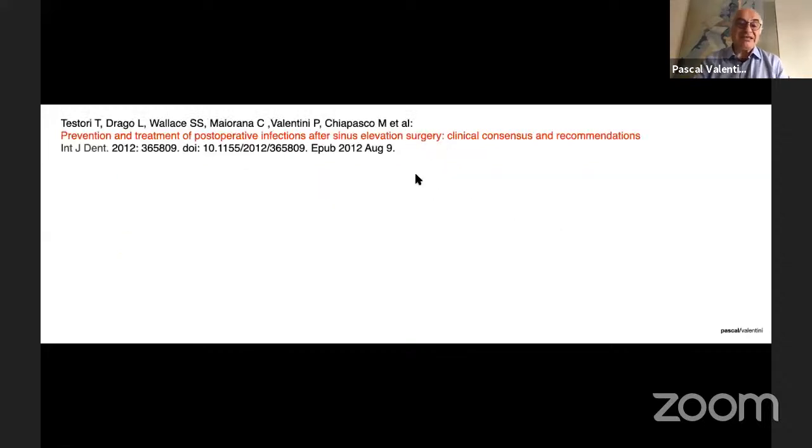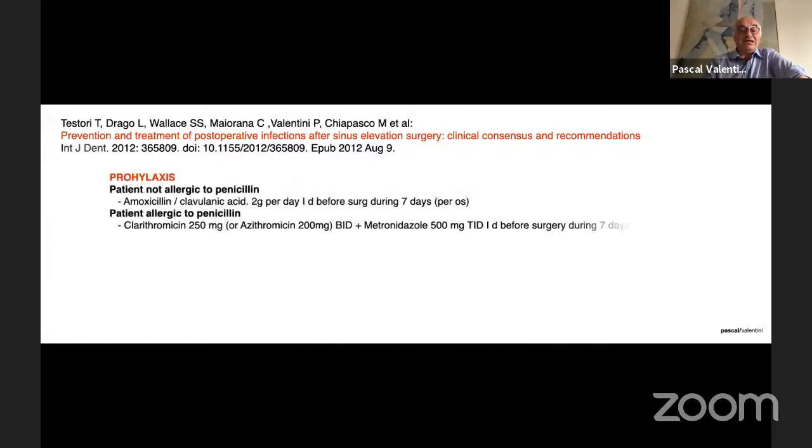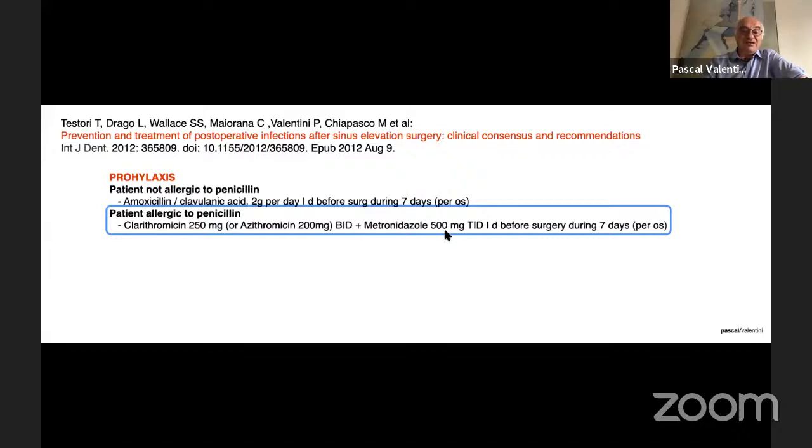A few years ago, I had the opportunity to participate in a consensus conference discussing the treatment of postoperative infection of sinus surgery. And the conclusion was that in patients allergic to penicillin, it was a good idea to use, instead of clindamycin, clarithromycin or azithromycin in combination with metronidazole. And believe me, it is a very good solution.